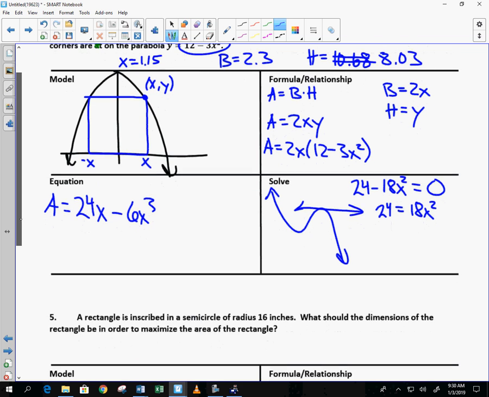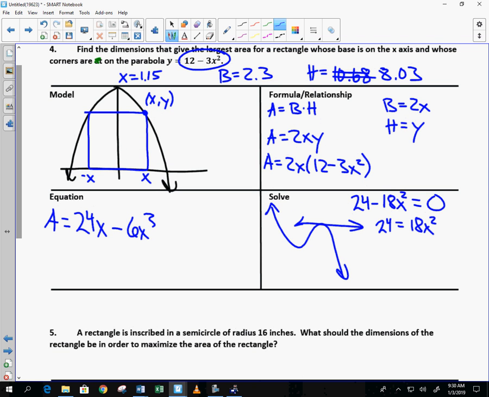Plug it in. So you found out that x is 1.15. We want to know the base and the height. The base says take 2 times x. The height is y. And what is y? Y is 12 minus 3x squared. So plug in that guy. Is that better? We good?